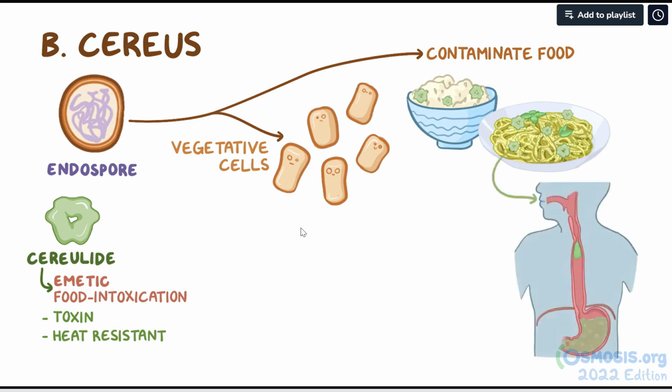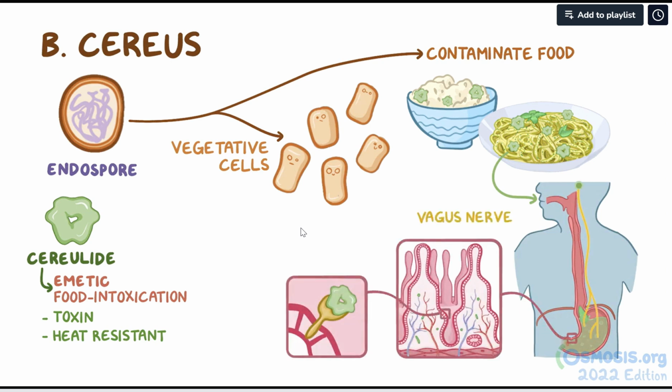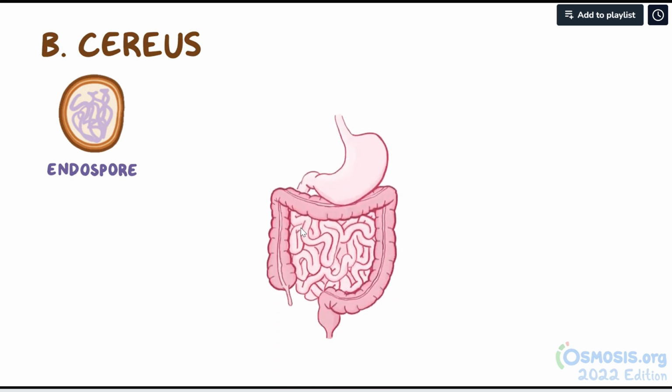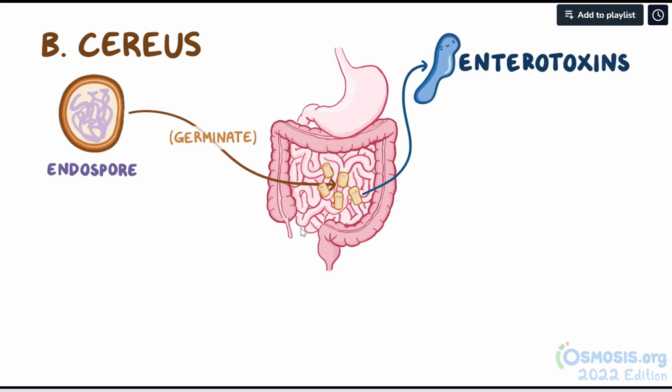If someone eats that cereulide-contaminated food and gets it into their gut, cereulide binds to gastrointestinal mucosal chemoreceptors, and then excessively stimulates the vagus nerve, thus activating an exaggerated vomiting reflex. Aside from cereulide production, the endospores themselves reach the small intestines, where they germinate into the vegetative form. Here they produce other toxins, called enterotoxins, because they affect the intestinal epithelium.